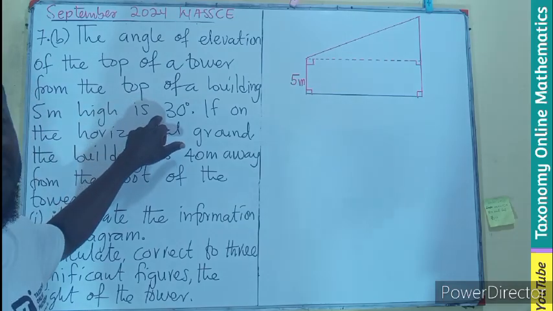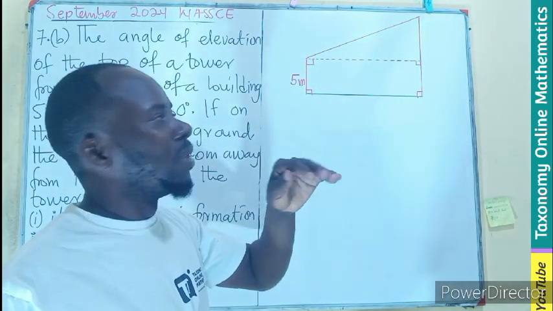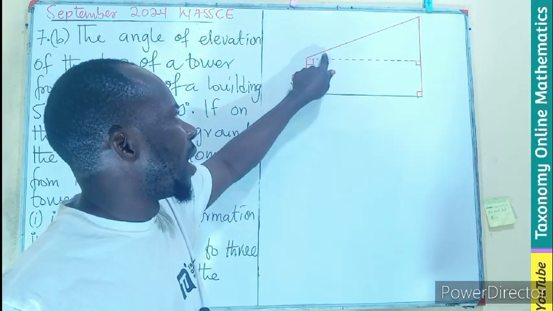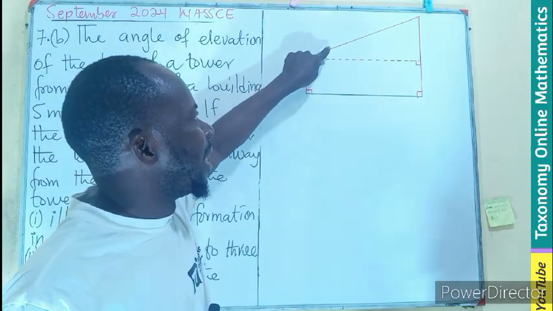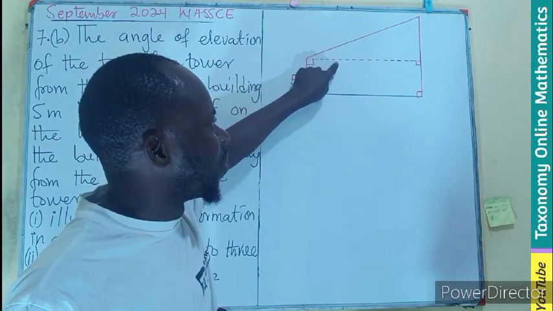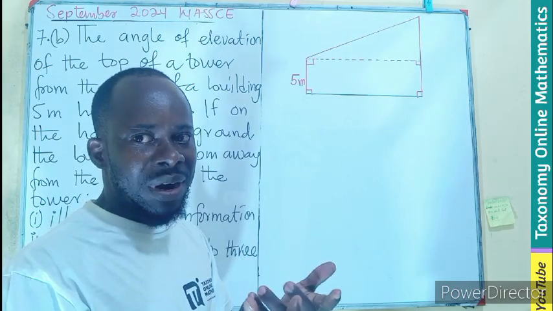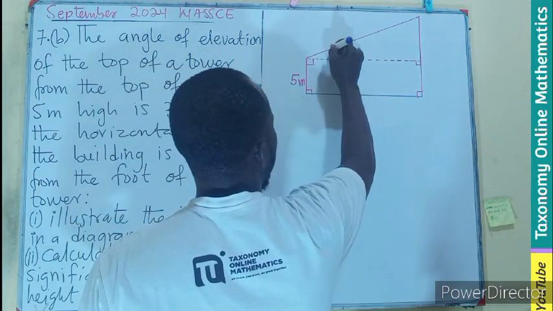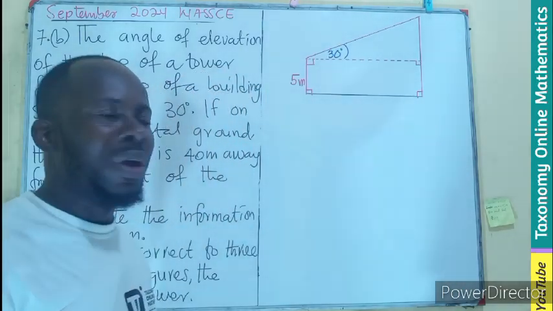So now they are saying the angle of elevation. What is the angle of elevation? It is the angle above a horizontal line. Angle formed above a horizontal line. So this is the horizontal line we are seeing at the site. Then the angle formed between this horizontal and the line of sight is the 30 degrees we are referring to. So now we can label this place as our 30 degrees. That is the angle we are looking for.